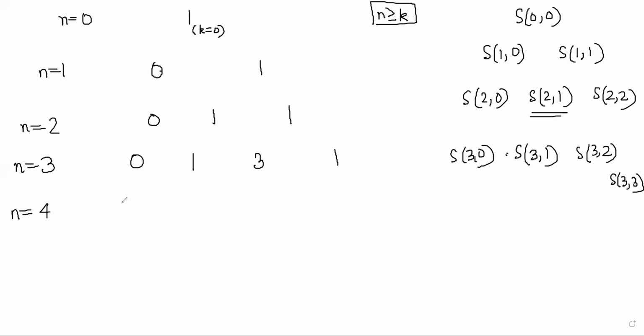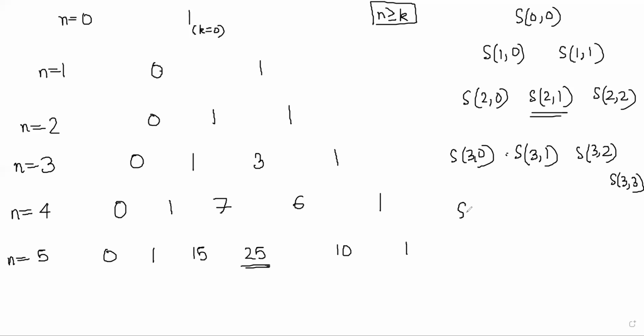I'm putting the values right now. I'll show you how to get a pattern here. 0 1 7 6 1, and n is equal to 5 is 0 1 15 25 10 1. We had seen S of 5 comma 3 basically earlier in the previous video. So now what pattern am I looking for here?